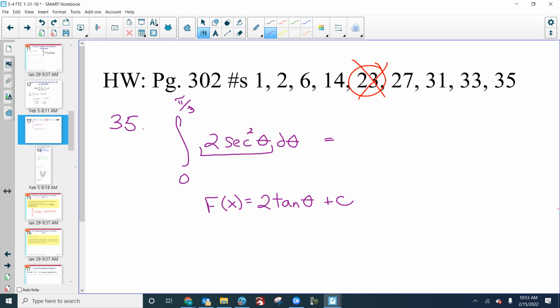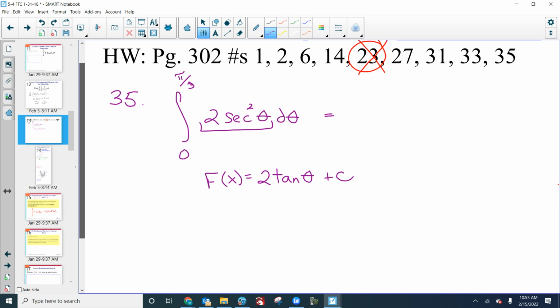All right, I'm going to introduce some new notation to you guys today. Because we're building up to, we're almost to the end of the chapter. So we're building up to everything. I didn't want to throw everything at you at once. So we've been saying capital F of pi thirds minus capital F of 0. Now, there's only one problem here.